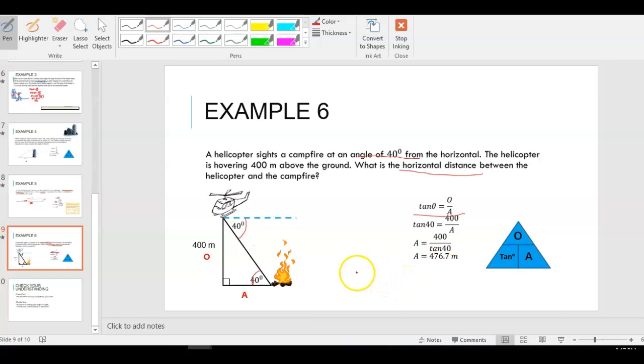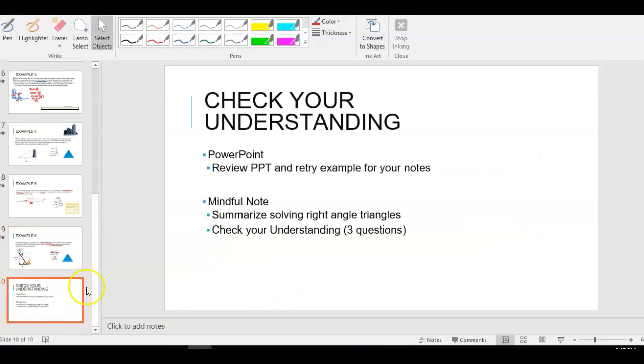Okay, so the only challenge in word problems is to properly draw the diagram and input the information where it should be. The rest is just solving right angle triangles. After you review this PowerPoint again, I would like you to complete the mindful notes using these notes here and solve the 3 questions that you're going to find on that handout.